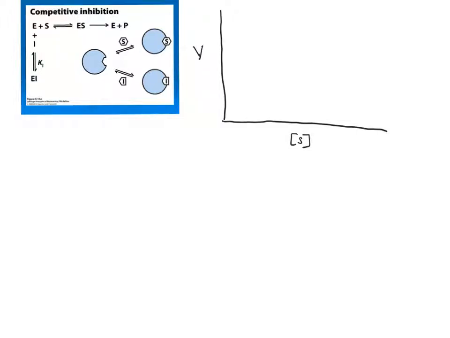If it's uninhibited, what's the shape look like? We're assuming that these all can do Michaelis-Menten steady state kinetics. What's the shape on Michaelis-Menten curve? Say it with some conviction. Hyperbolic.